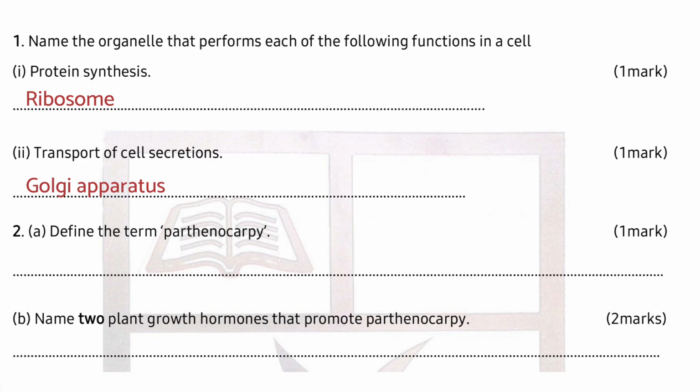Question number 2, part A. Define the term parthenocarpy. Now, parthenocarpy is a condition whereby you are going to end up having the formation of a fruit without fertilization happening.